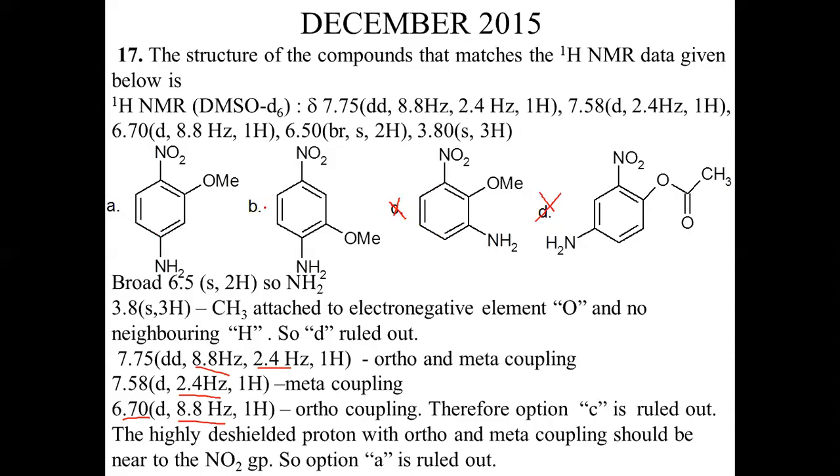Now you are left with A and B. Between A and B, which one is highly deshielded? This one and this one. The highly deshielded one should have ortho coupling and meta coupling. Now here you have only ortho coupling possible, not meta. But here, where you have a deshielded one, you have ortho coupling and meta coupling. And this one will have only meta coupling, this one will have only ortho coupling. So you can just rule out option D and B, and option A is correct.